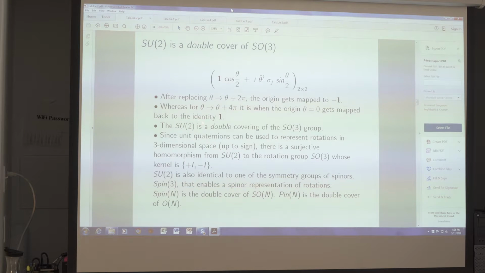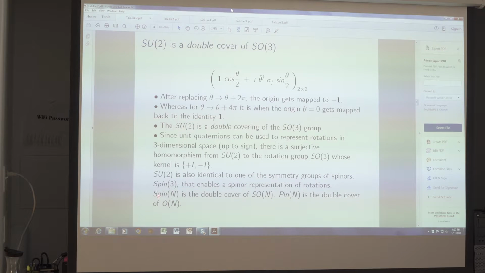So this is why you call SU2 the double cover of SO3. And then of course, in mathematical parlance, you can say that the unit quaternions also represent rotations, and the kernel is +1, -1. This is what Amrik was saying. So essentially, SU2 is also identical to one of the symmetry groups of spinors. So Spin is the double cover of SO(n).